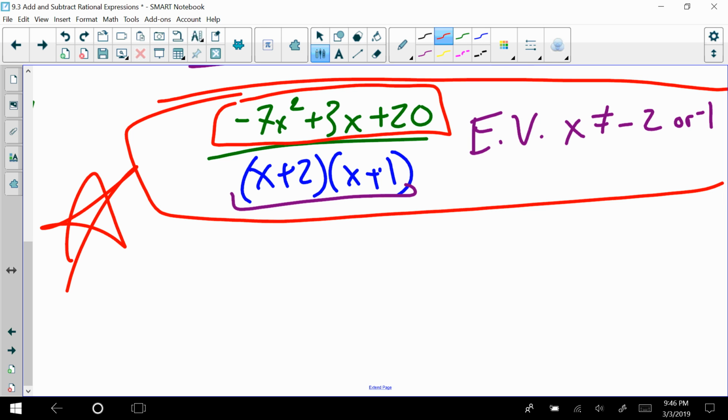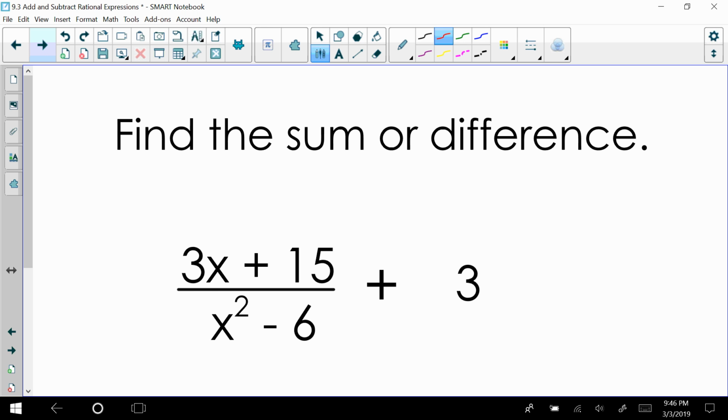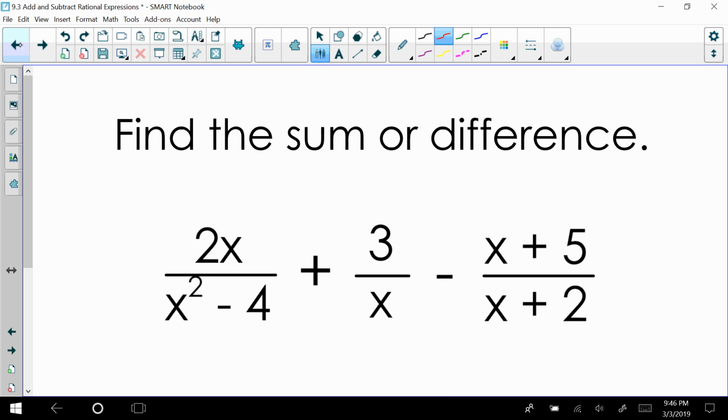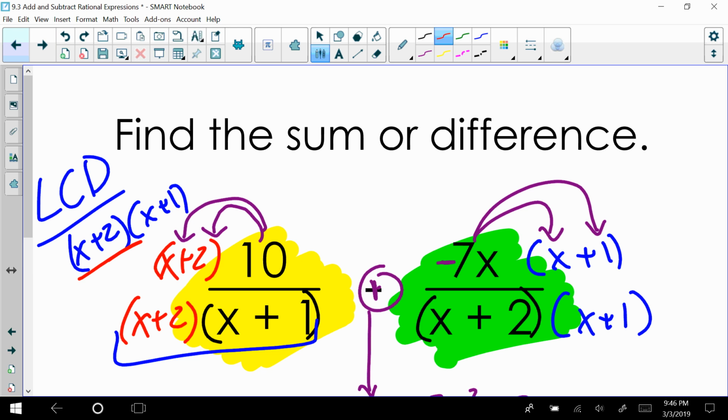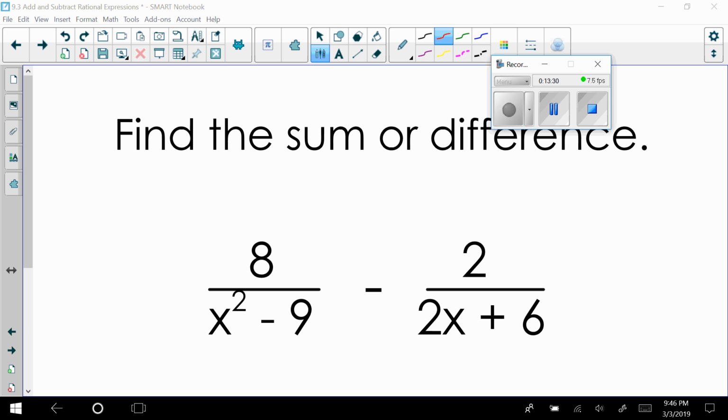This is the first really complex problem. Please make sure you go back and rewatch it. Okay, so I got this sum and difference here. I want to do this one, this guy here, and then this one. So I got 3 examples left to get through in this video. The video right now is at 13 minutes. I'd like it to get done before 25 minutes. That's my goal here.